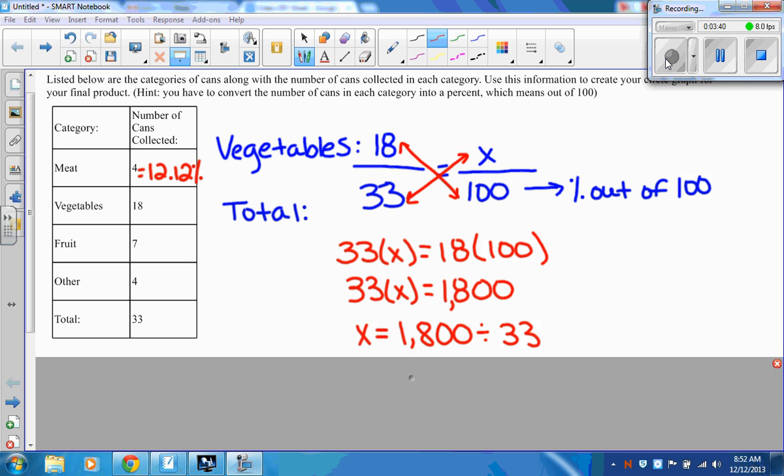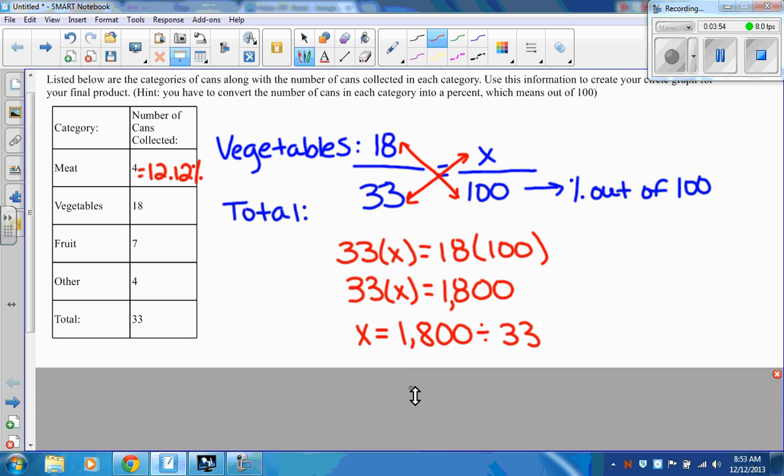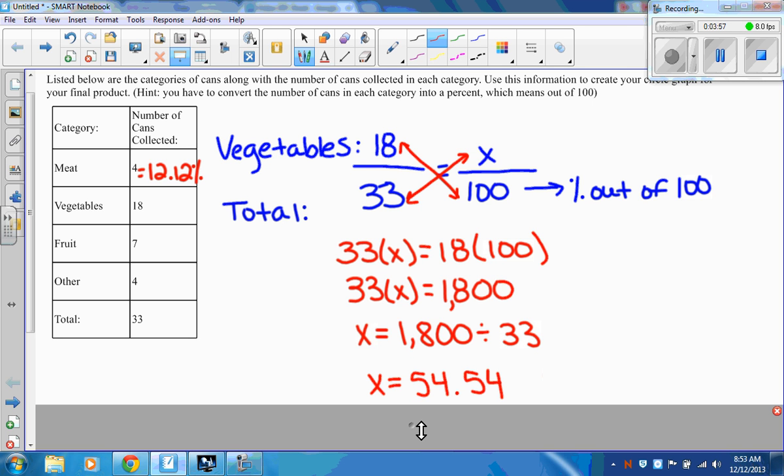Pause the video at this time and you try to divide 33 into 1800 and see if you can come up with the correct percentage. So pause the video. Thank you. Now let's look and see if you were right. If you got 54.54%, you are correct. So give yourself a thumbs up in the classroom right now. High five your teacher because you are on the right track and you know what you're doing.